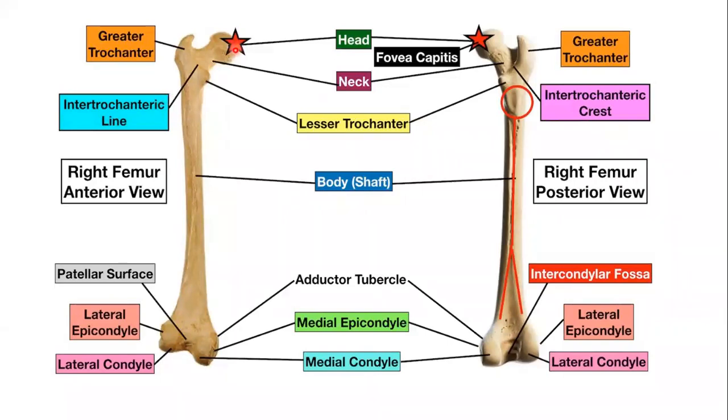So here we have the head and the fovea capitis for the attachment of ligamentum teres. We have the neck anteverted anteriorly 10 degrees and greater trochanter superiorly, lesser trochanter inferiorly, inferior-posterior, and anteriorly we have the intertrochanteric line between greater and lesser trochanter, and posteriorly intertrochanteric crest between the greater and lesser trochanter. And at the distal end, we have the medial and lateral epicondyles and medial and lateral condyles, patellar surface anteriorly, and intercondylar notch posteriorly, or popliteal fossa or popliteal surface.